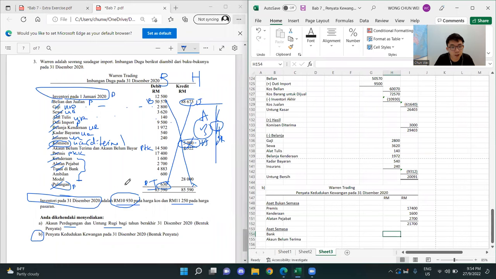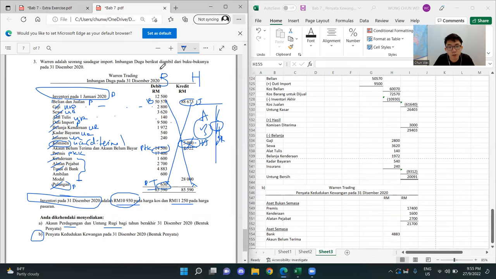So your bank is how much? Huh? Your bank is tunai di bank 4883. Well, my ABT is, look at the debit side, because why? Because your asset is in the debit side, liability is in the credit side. So, if this figure is in the debit side, meaning this is asset, and this is the liability, ABB.